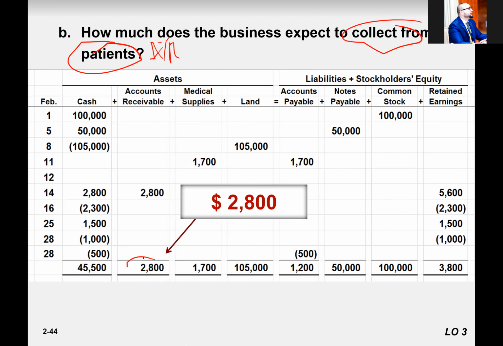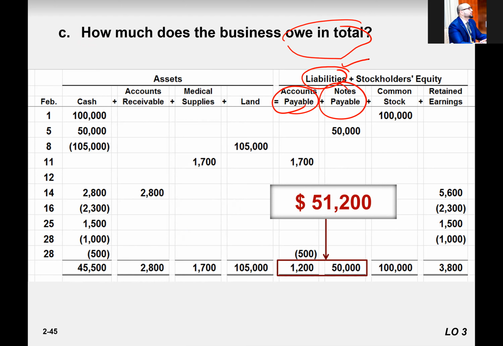The next one is how much the business owes in total. They owe in total how much? Accounts payable and notes payable, meaning total liabilities. Total liabilities are 51,200.